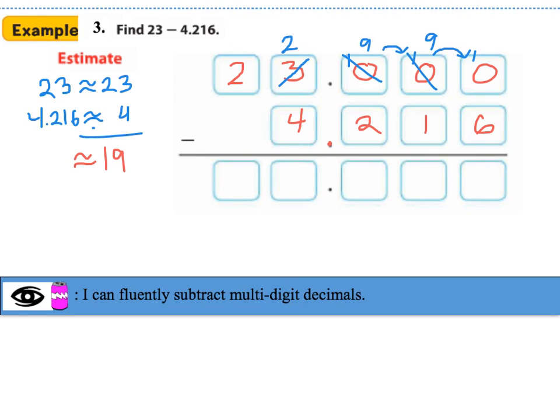So now we can subtract. 10 minus 6 is 4. 9 minus 1 is 8. 9 minus 2 is 7. Drop down our decimal. 2 minus 4, we can't do that, so let's borrow. That becomes a 1, and this becomes a 12. 12 minus 4 is 8, and let's drop down the 1. So our precise answer is 18 and 784 thousandths. Notice that that is very close to our estimate of 19.